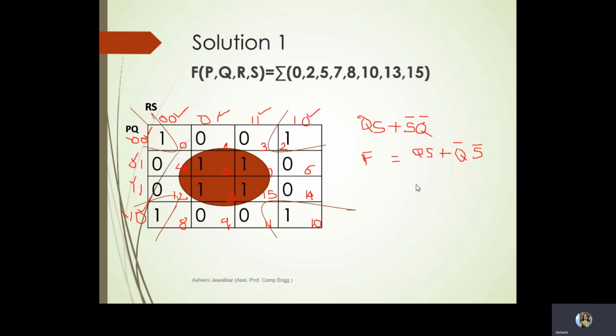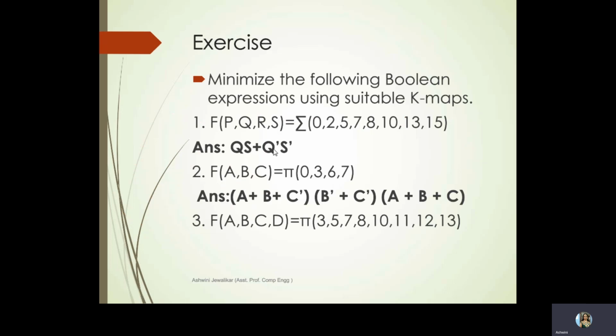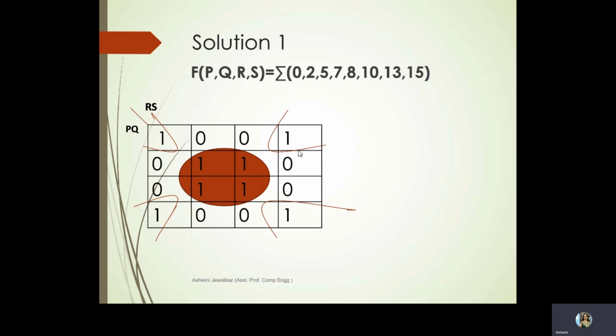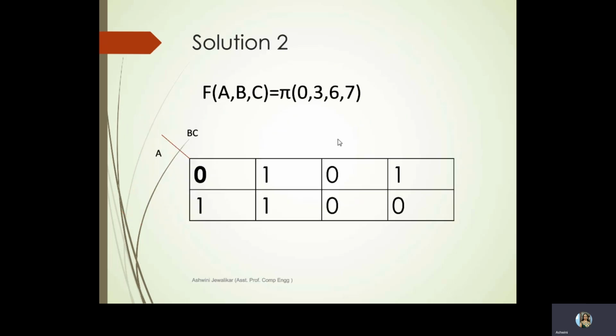Okay. So this is the solution. If you observe, the answer is QS or Q bar S bar. This is how we reach the solution. Right. Now move to the next example.